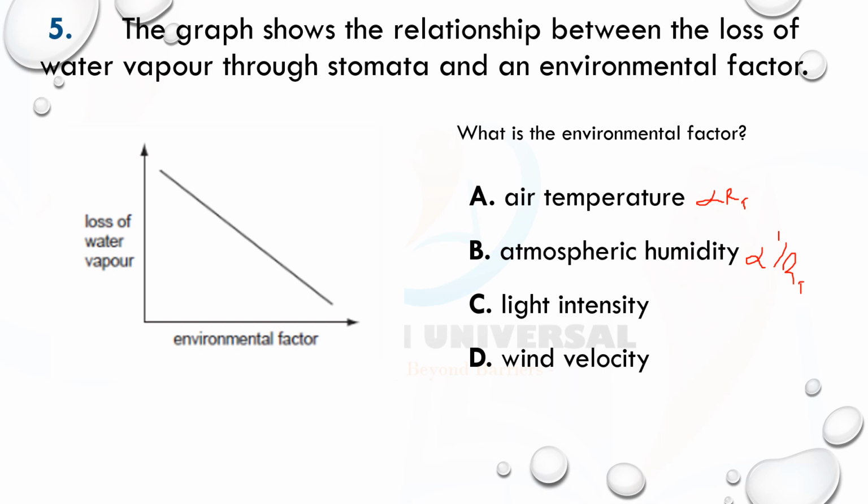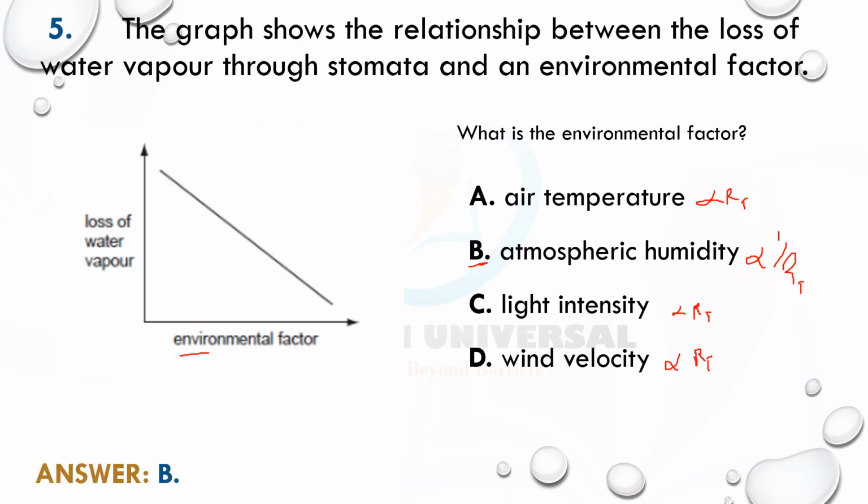And light intensity is directly proportional to the rate of transpiration. Wind speed is also directly proportional. Don't forget that. So when they increase, the rate of transpiration will increase. The only one that has a negative relationship is B. So as humidity increases, loss of water will decrease, because the water potential gradient between the leaf and the environment will be low, less steep, so less water will go, so it decreases over time.